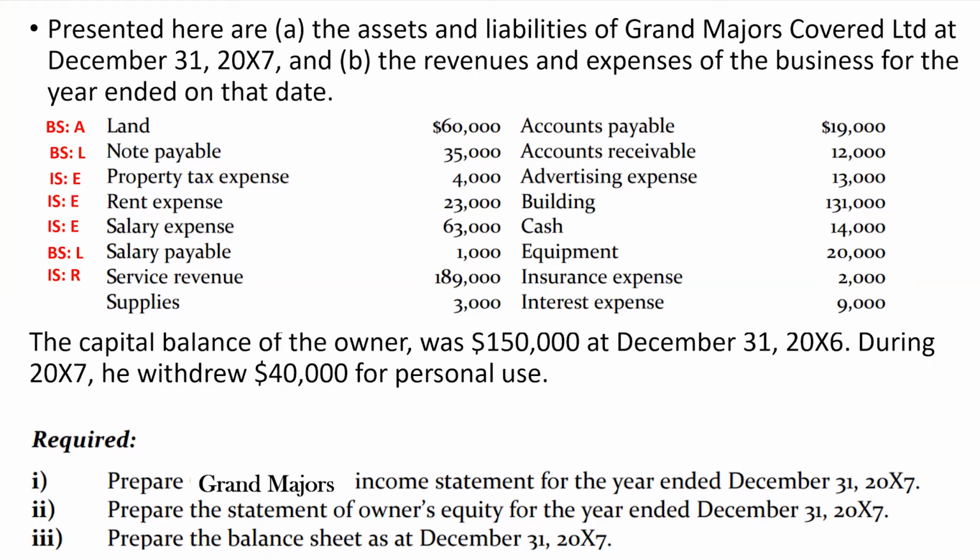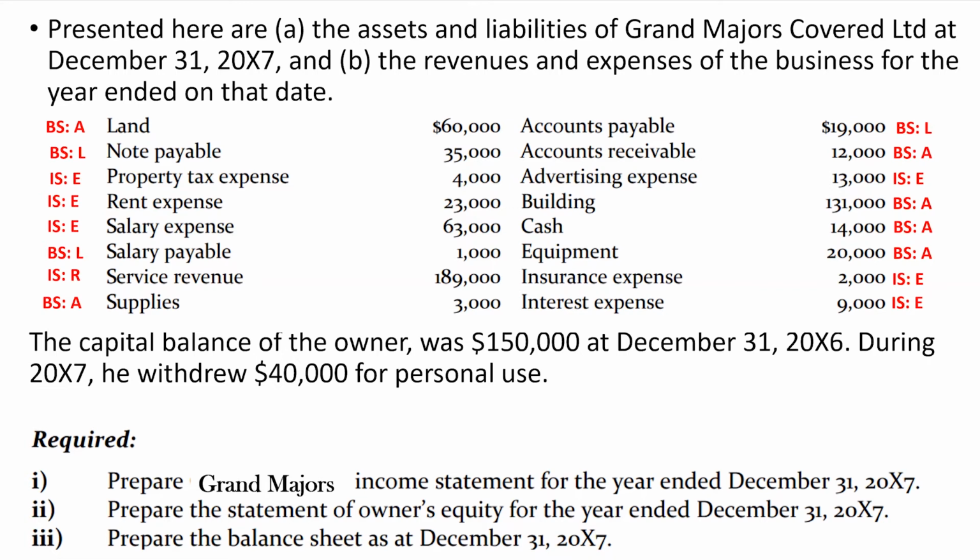Supplies, what are supplies to the business? In this case, supplies would be an asset, and that would be in our balance sheet. We'll go over to the next side. Accounts payable, that's in our balance sheet, and that's a liability. Accounts receivable, balance sheet, but that's an asset. Advertising expense, that's a giveaway, income statement, expense. Building, that's an asset, balance sheet. Cash, same, in the balance sheet and an asset. Equipment, same, balance sheet and asset. Insurance expense, giveaway, income statement, expense. Interest expense, income statement, expense.